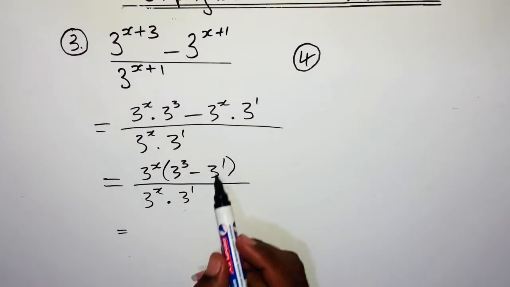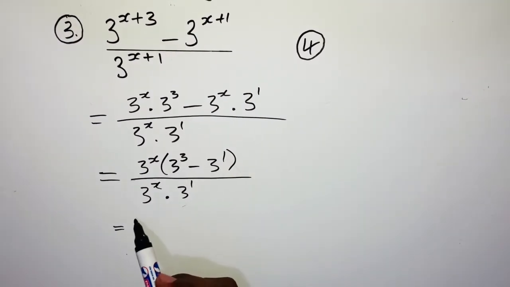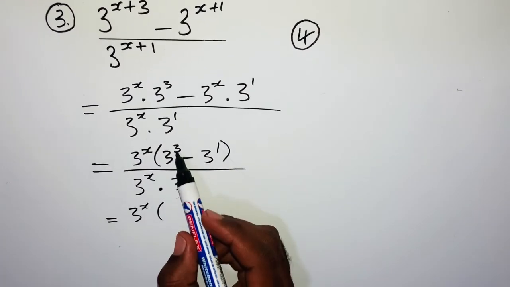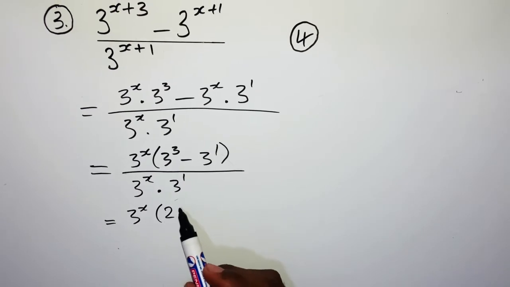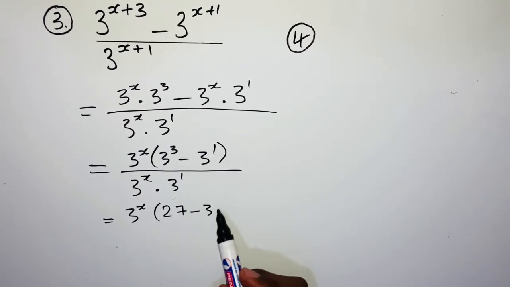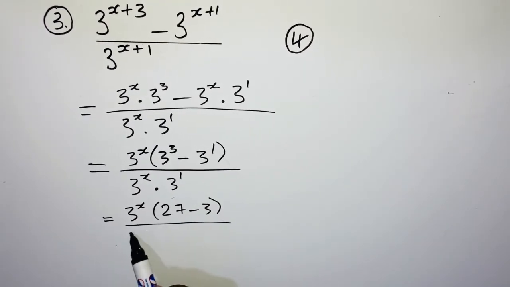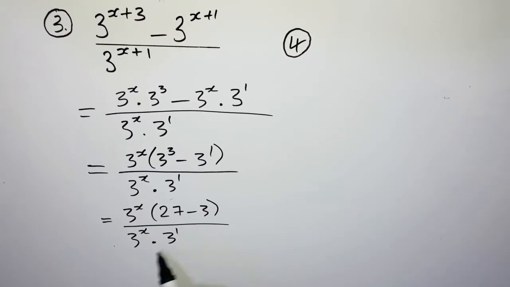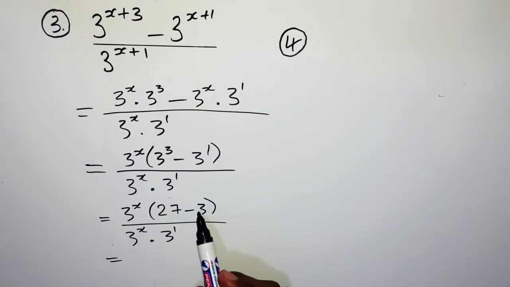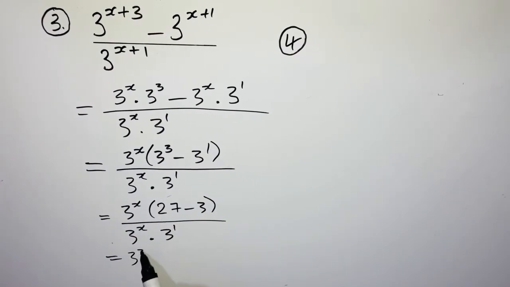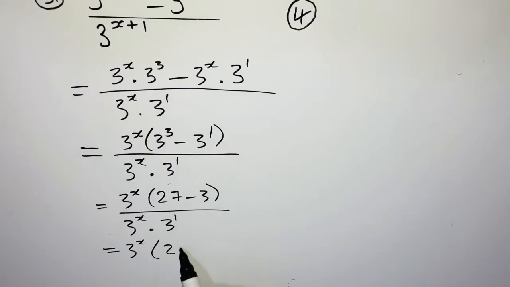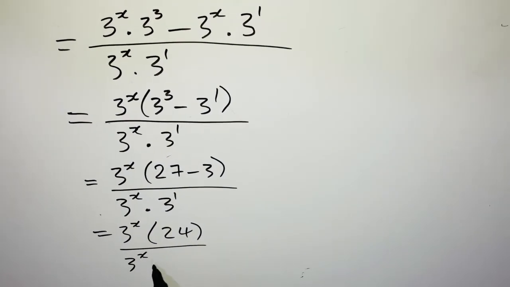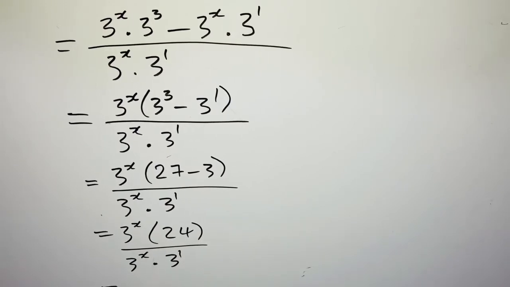Then we simplify what's in the bracket. We then have a 3 to the x, which is 3 to the 3. We get 27 minus 3 all over 3 to the x times 3 to the 1. 27 minus 3 will get 24 all over 3 to the x times 3 to the 1.